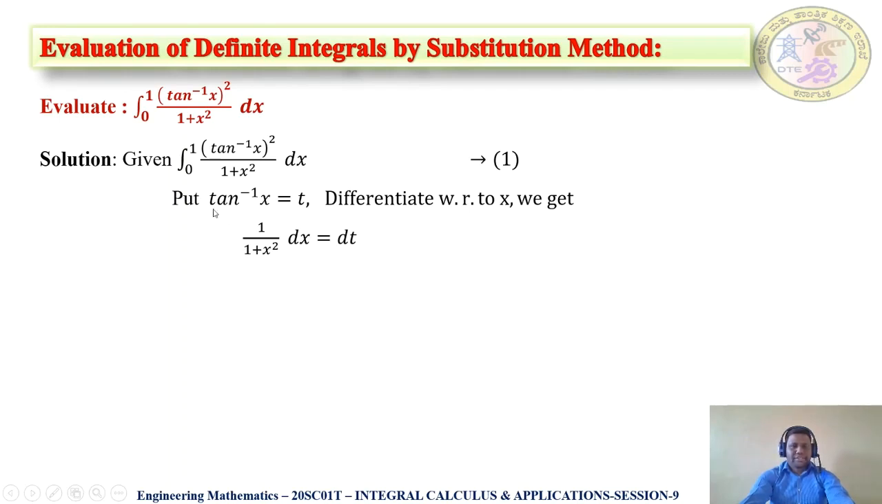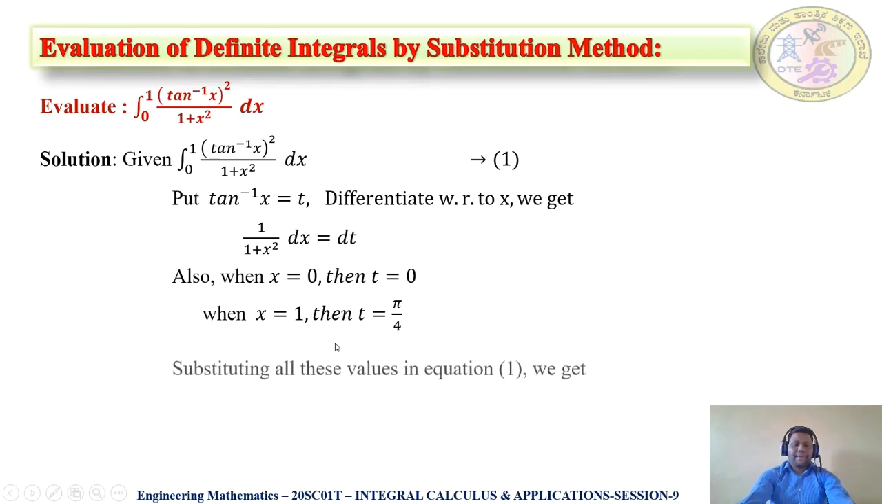You know that the differentiation of tan inverse of x is 1 by 1 plus x square, so 1 by 1 plus x square into dx is equal to dt. Also, when x equals 0, tan inverse of 0 is 0, therefore t equals 0. When x equals 1, tan inverse of 1 is pi by 4, therefore t is equal to pi by 4. So when x equals 0, t equals 0, and when x equals 1, t equals pi by 4.